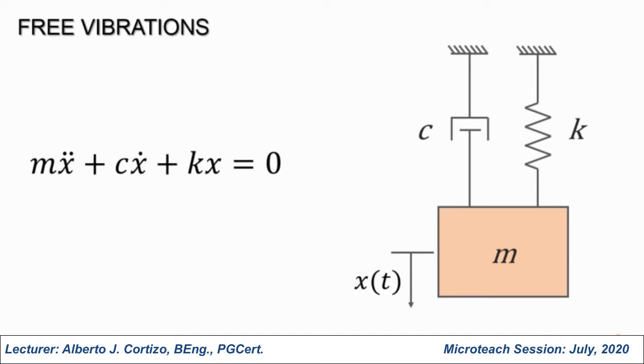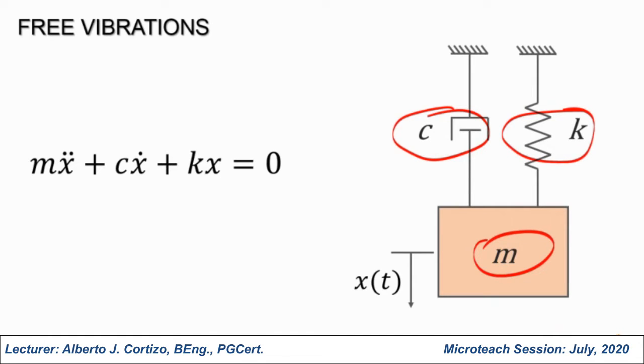As you can see, M represents the mass of the system, C represents the damping coefficient, and K represents the spring coefficient. Throughout the course, you will see this type of equation quite often. This is a differential equation.